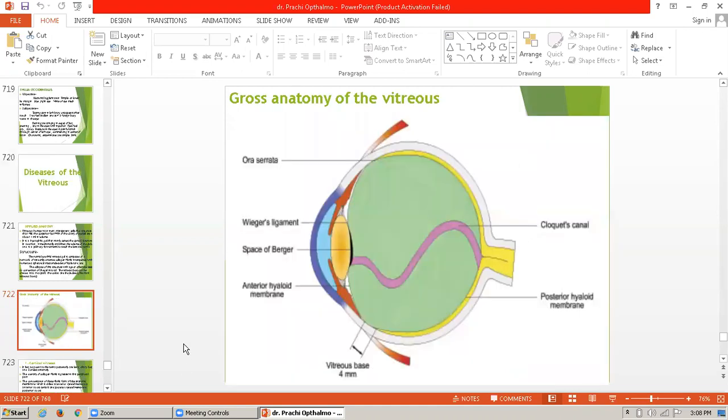So the gross anatomy of the vitreous in this diagram shows, firstly, this is the ora serrata, this is the vitreous, this is the ora serrata, this is the vigorous ligament, this black color is the space of Berger, then this is the anterior hyaloid membrane, and this is the posterior hyaloid membrane, and this purple color is Cloquet's canal. This is the vitreous base, that is 4 mm.